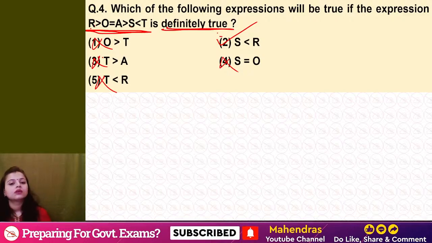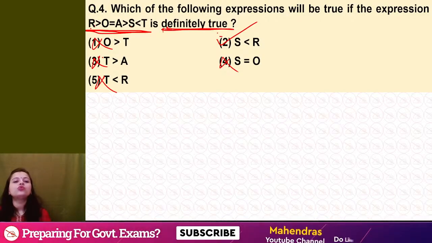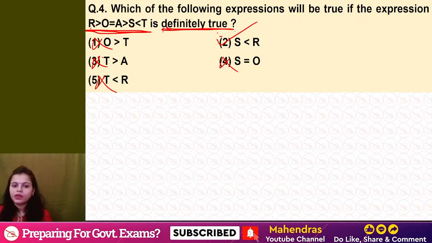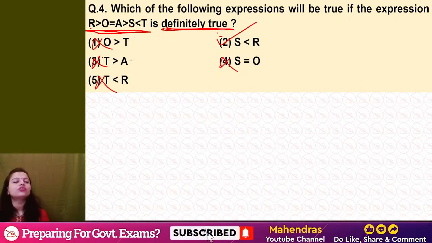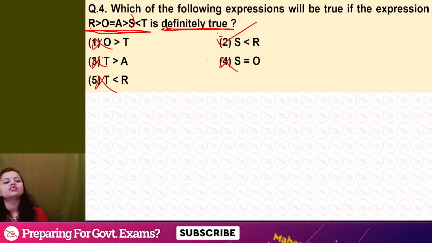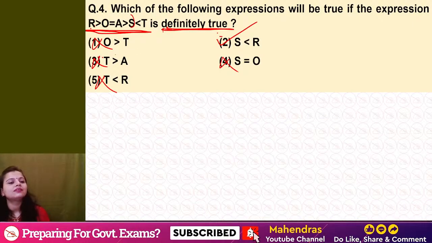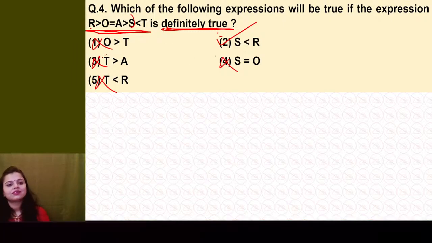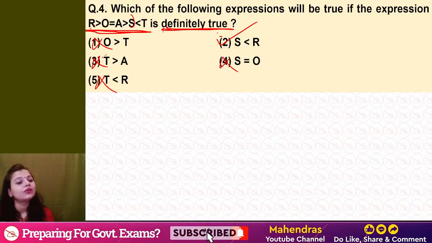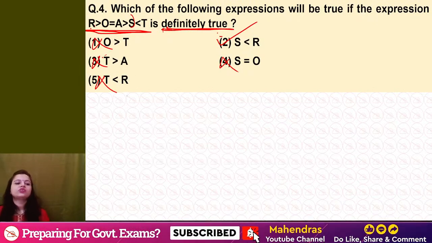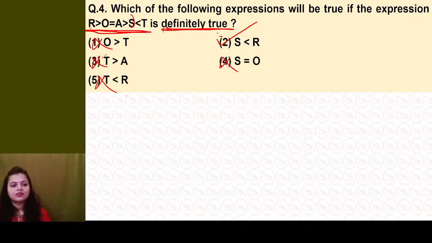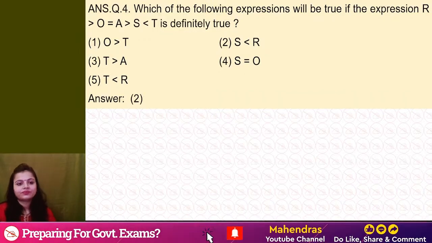How is it? See, we need definitely true, na? So whichever conclusion is right is your answer. See, O and T, this is C and D. So C and D is wrong. S and R, S less than R. Yes, from the statement we are getting S less than R. So the second one is right. T and A, C and D again, because we are getting two different signs, na? S and O. S is less than O, but it is given as equal to O. So the fourth one is wrong. T less than R. Between T and R, again C and D. So the fifth one is again wrong. Okay. So the answer is the second one.